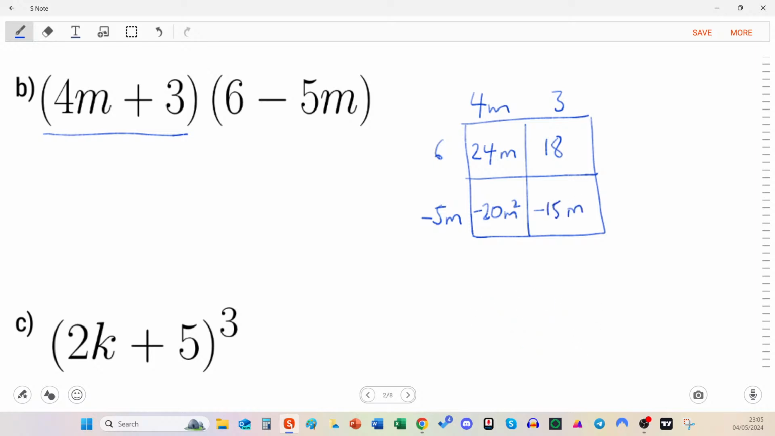Okay. You can see that the like terms are in the diagonal this way this time. So we often write the 20m squared first because it's the leading order. It's order 2. And a total net m. So 24m take away 15m is 9m plus 18. There you are. That's the expansion. In fact, we probably want to write this the other way around.